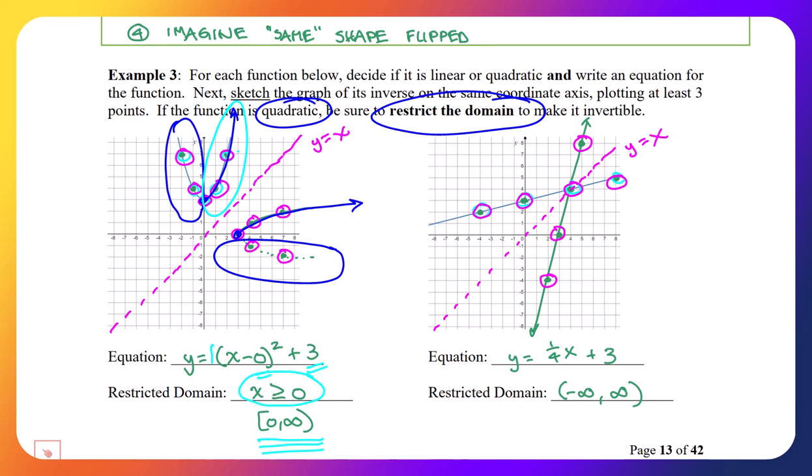The equation for a line, we go down 1, to the left 4, so negative 1 over negative 4. Slope is 1/4. And we can see the y-intercept is 3. That's the equation for the original. And here is the domain. We don't have to restrict it because it is invertible to start with.